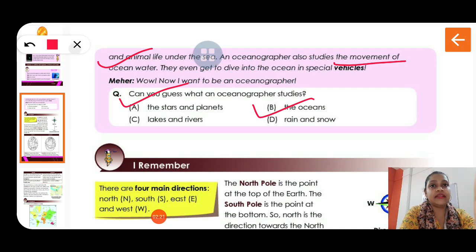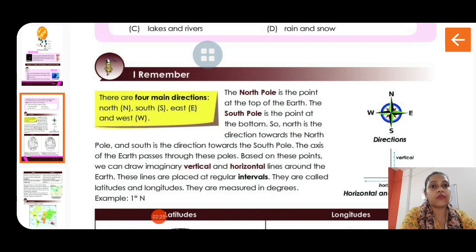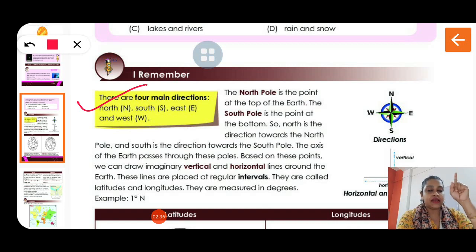We'll then continue with the next topic, which is about the 4 main directions. So children, what are the 4 main directions? There are 4 main directions: north, south, east and west. Towards the top is north, towards the bottom is south, towards the right is east, and towards our left is west.